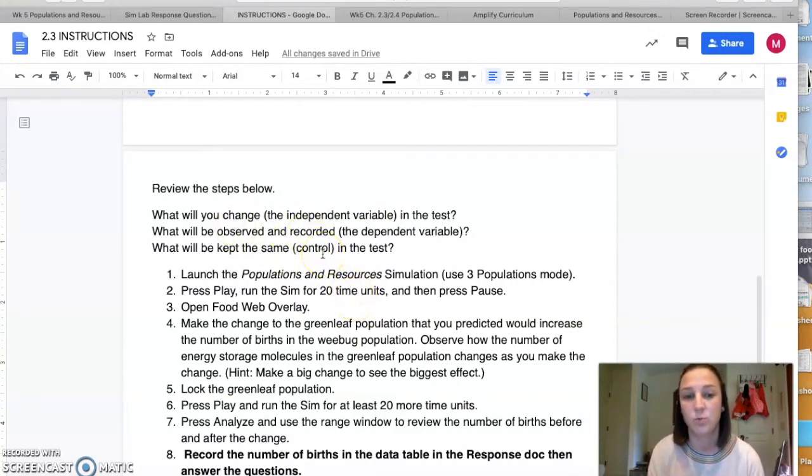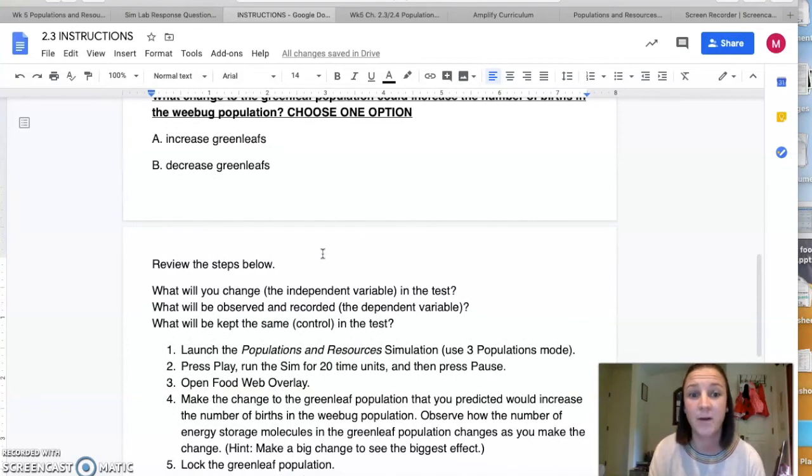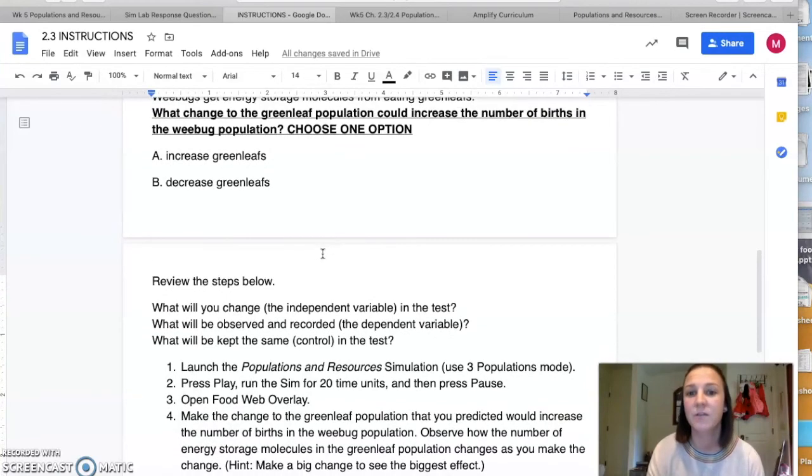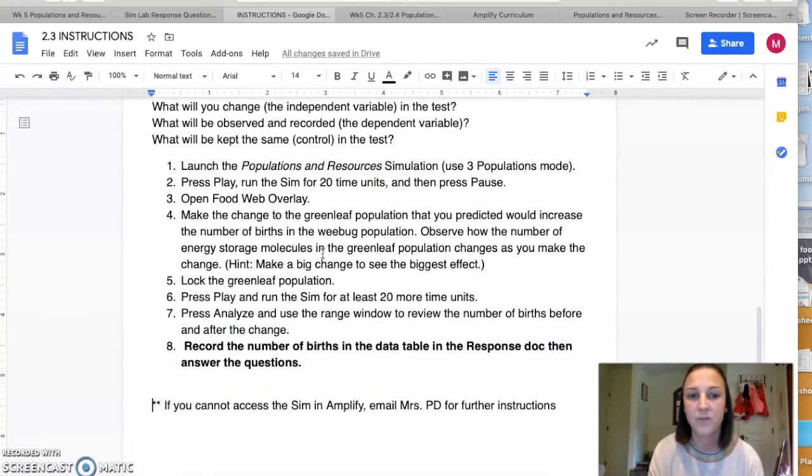What are you going to change? We're going to change the number of green leaves. What's going to stay the same? The number of Furbles, probably. We're not doing anything with those. And what will be observed and recorded? We're trying to figure out an increase in WeBugs, right? So these are those instructions to follow here. You're going to run the sim for at least 20 more time units.